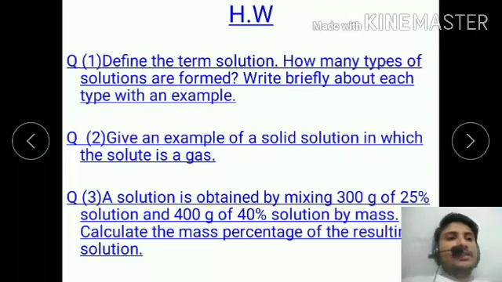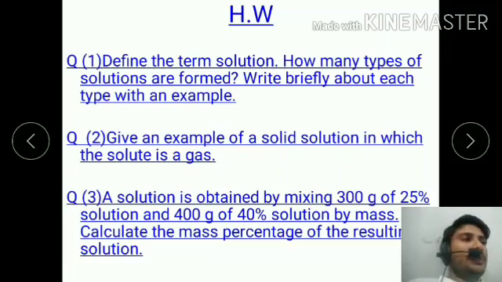Okay, there is some homework for you. We have done very simple terms. In the next slide we will study molarity, molality and normality. These are the other concentration terms by which we can determine the concentration of the solution.